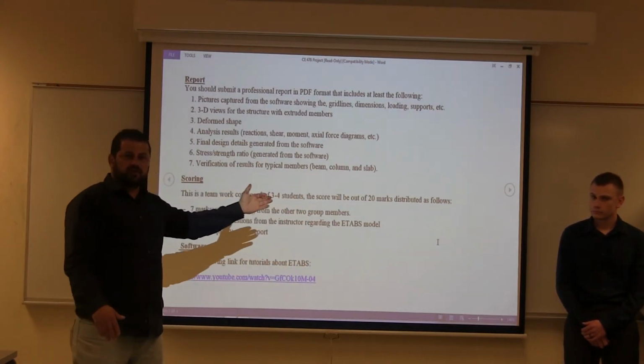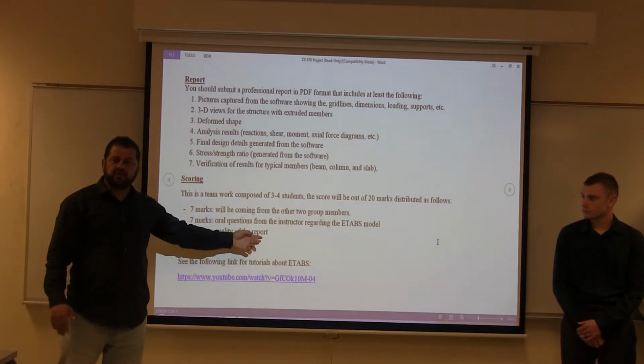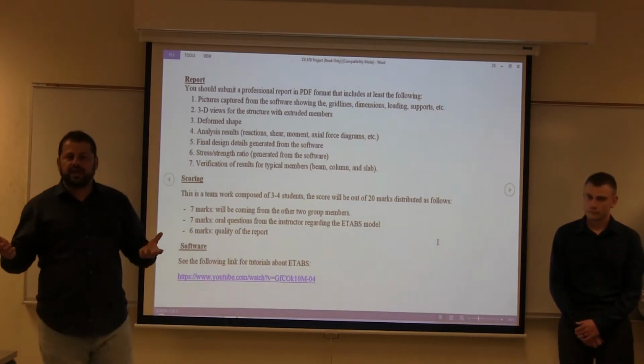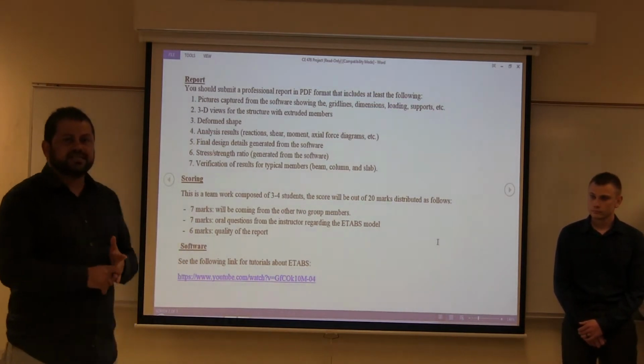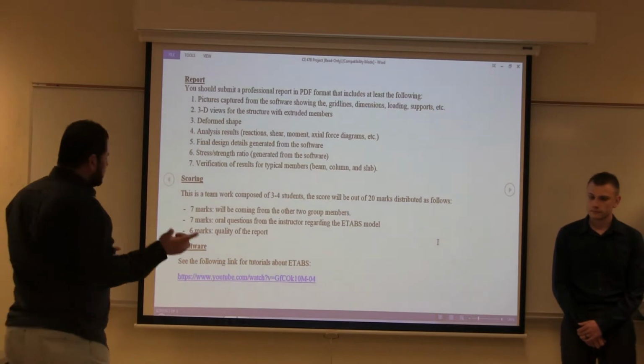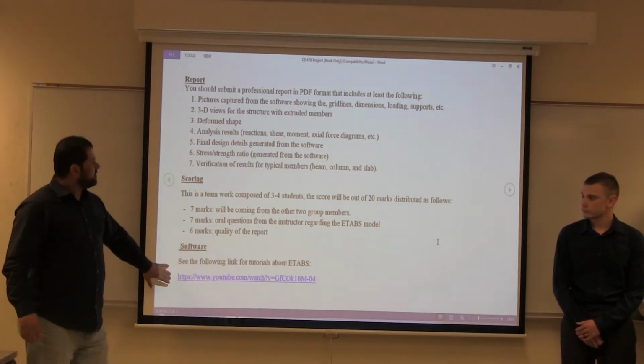Each team will present their work, and that will be 7 out of 20. And 6 marks will be based on the quality of the report. So a total of 20 out of 100: 6 for the report, 7 for the presentation, and 7 for students' evaluation of the group members. And we are using ETABS in the analysis and design.